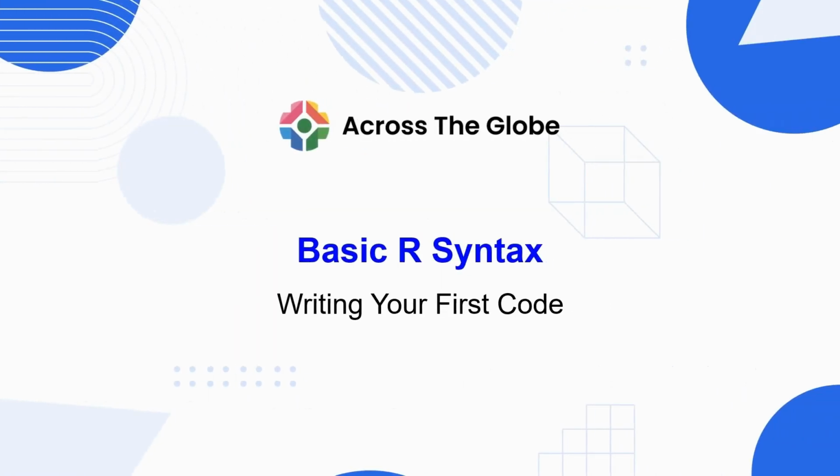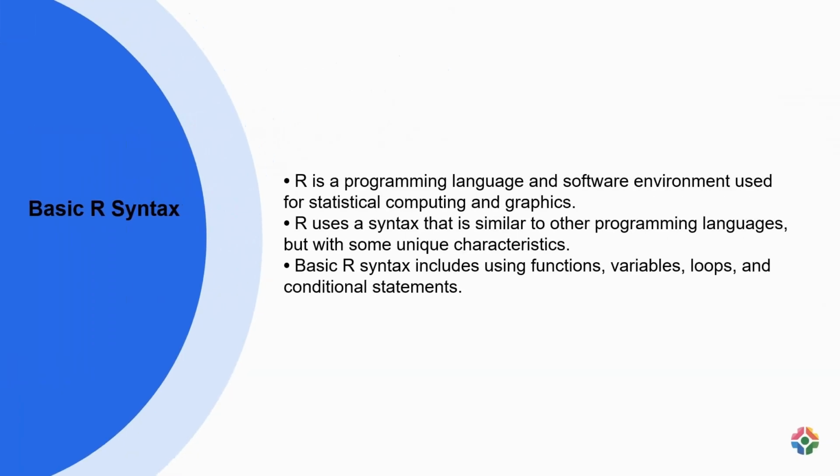Today we will learn about basic R syntax. R is a programming language and software environment for statistical computing and graphics. It employs a syntax akin to other languages while featuring distinctive traits. Basic R syntax encompasses functions, variables, loops, and conditional statements. For instance, functions in R are like predefined operations, variables store data values, loops repeat code blocks, and conditional statements execute code based on specified conditions. These basic components are fundamental in creating operational R programs for statistical analysis and data visualization purposes.